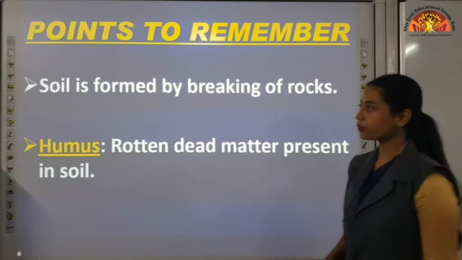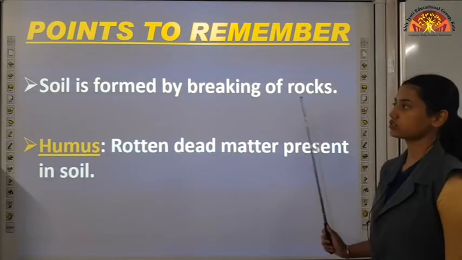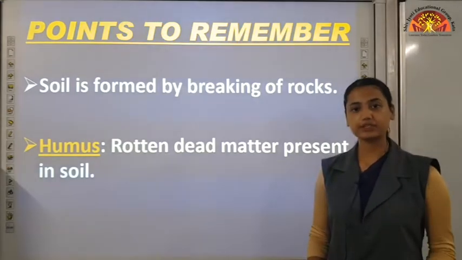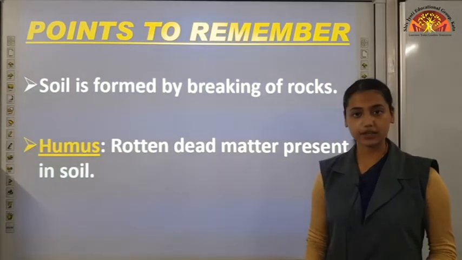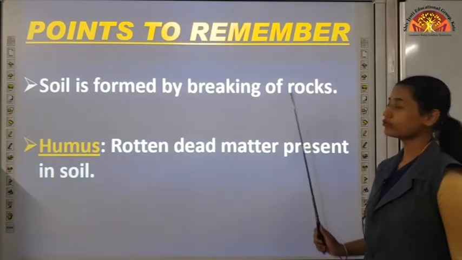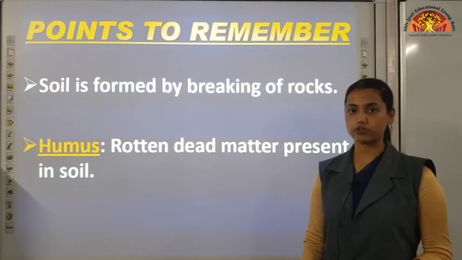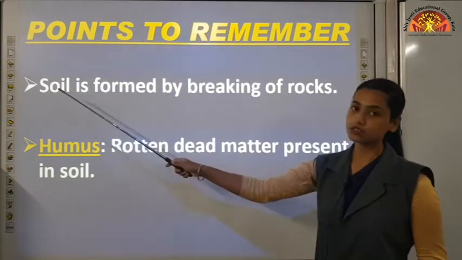These are important points. First, soil is formed by breaking of rocks. What is soil? Soil is earthly material in which plants are grown. So, it is formed by the breaking down of rocks. Large pieces of rocks break down into smaller pieces of particles and they form soil.